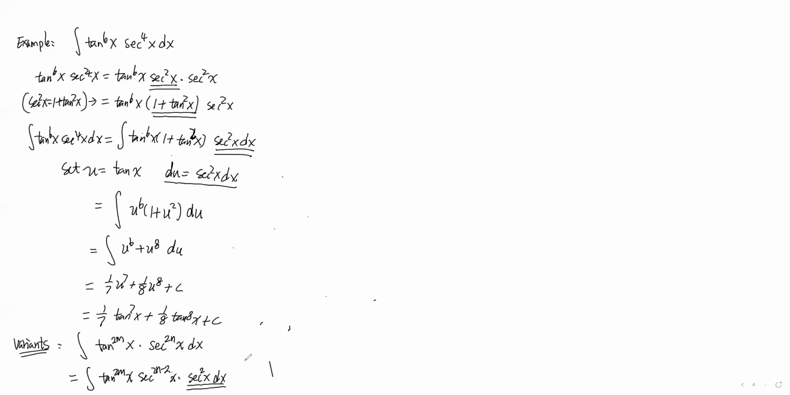And then we use 1 plus tangent x squared is secant x squared, and set u is tangent x. You play the same trick as example 5. Oh, example 5, sorry. Play the same trick as example 5. So here, both powers are even numbers.